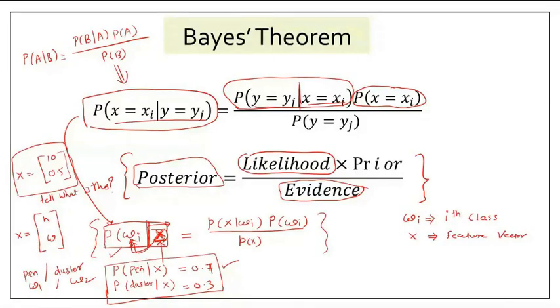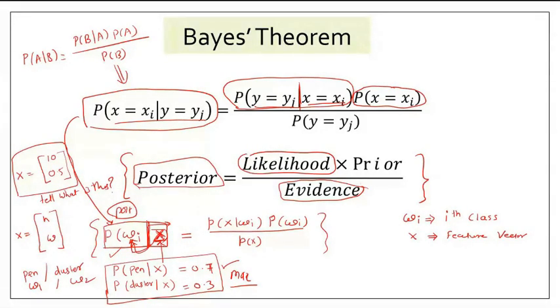So the probability that it is a pen is 0.7 and the probability that it is a duster is 0.3, then I will go with the max probability. So the max between them is 0.7, and my decision is that the object seen by the computer is a pen. Okay, so this is the posterior. Now the posterior decision is based on likelihood into prior divided by evidence.